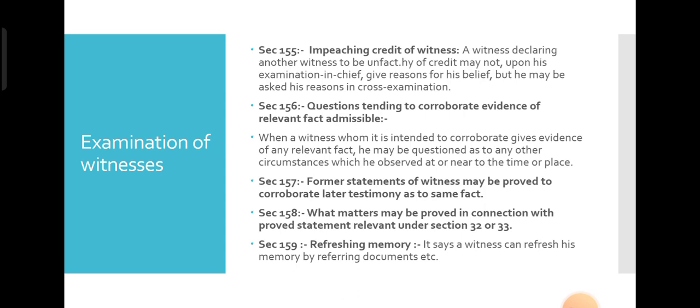Okay. Now section number 157 tells about how former statements of a witness may be proved to corroborate later testimony as to the same fact. So in this, a witness is cross examined again on his former statement, whether what he told at the previous time is correct or not.